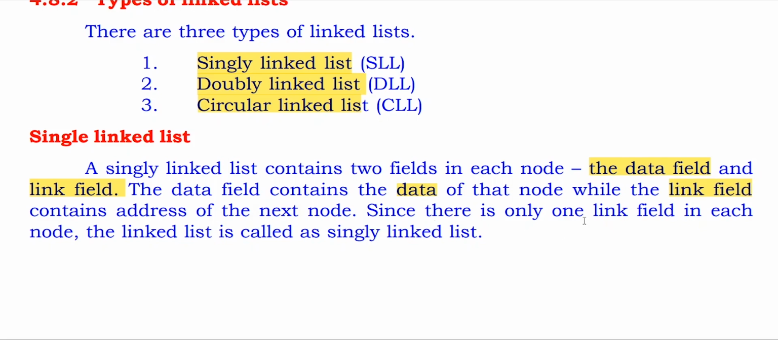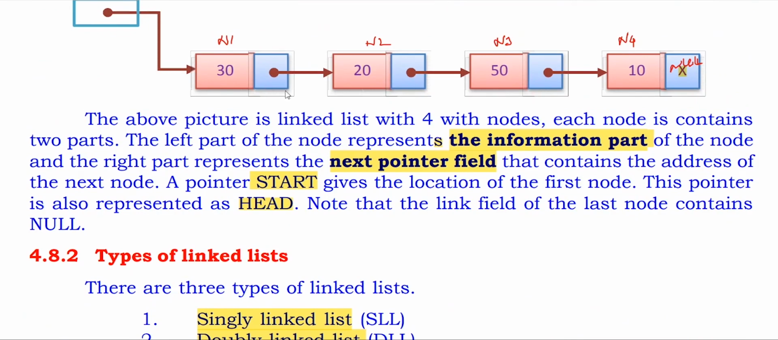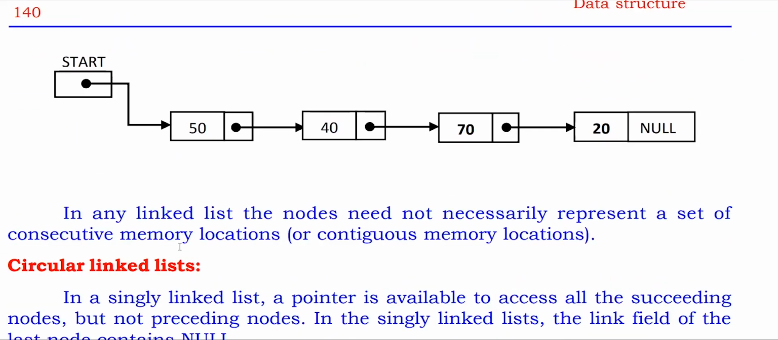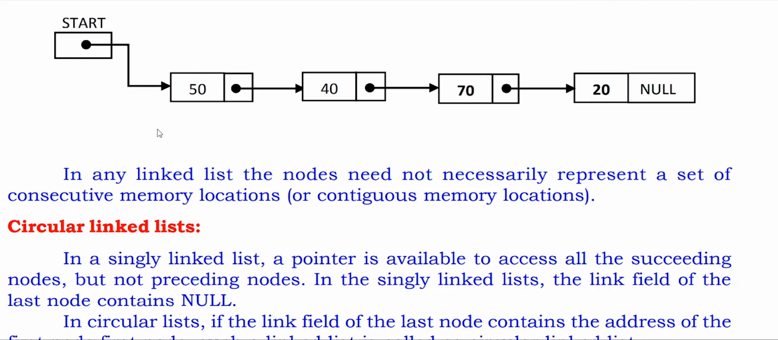Since there is only one link field in each node, it's also called a singly linked list or single linked list. You can see here, take the diagram, I think this is much clearer. We have a start which contains the address of this node.